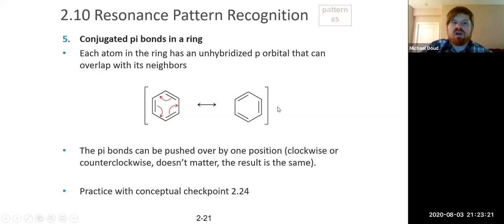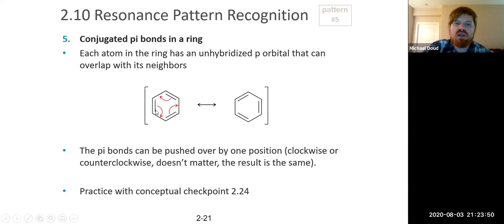Okay, the last one, conjugated pi bonds in a ring. Again, this is something that you're gonna recognize here. This is a special ring that we're gonna call the benzene ring. The benzene ring is basically a 6-membered ring that has alternating double bonds. So it's like single bond, double bond, single bond, double bond, single bond, double bond. And those alternating double bonds can just kind of flip position. So we go from a double bond between carbons 1 and 2 to now it's being between 6 and 1.